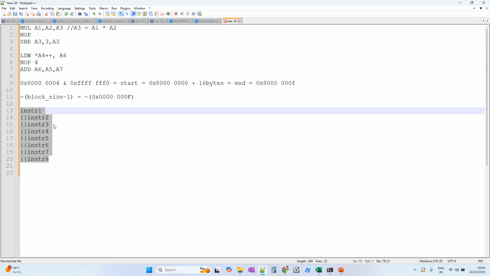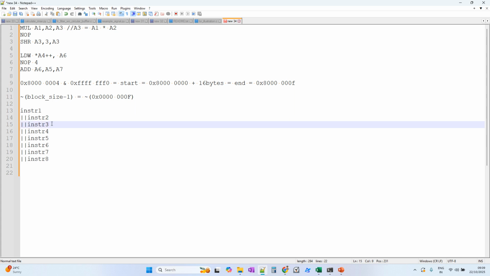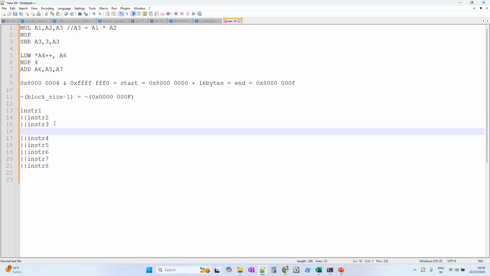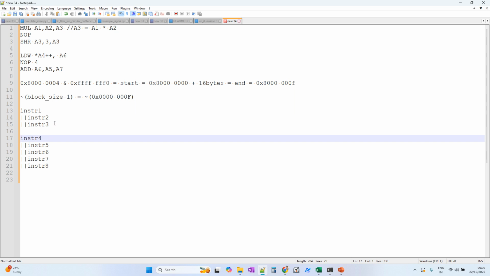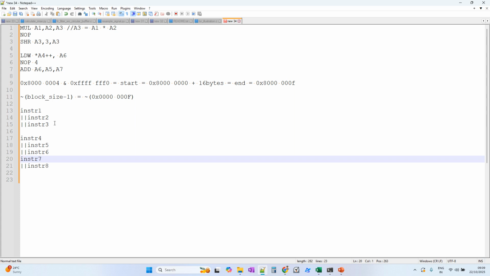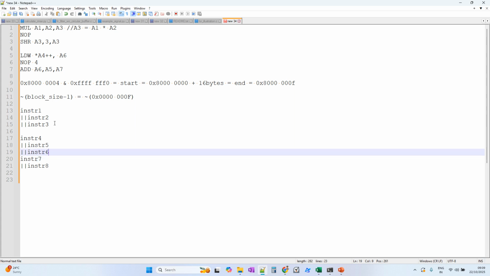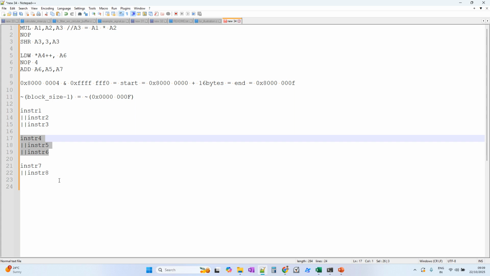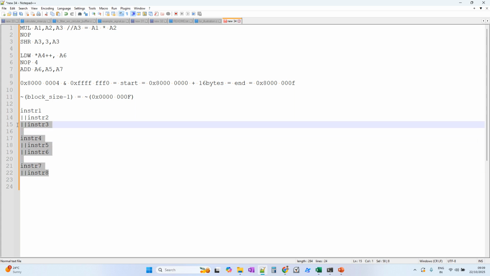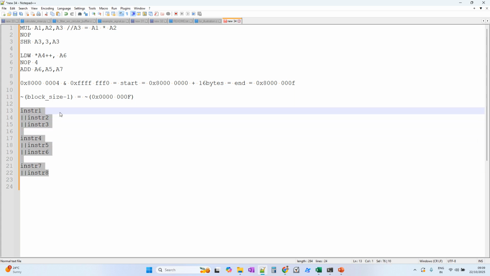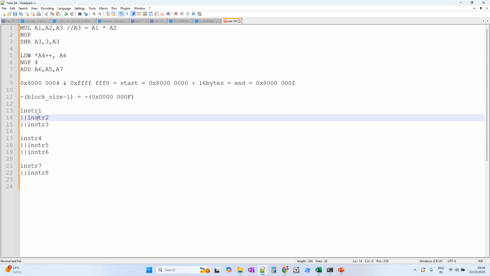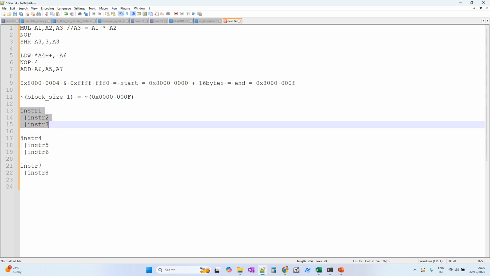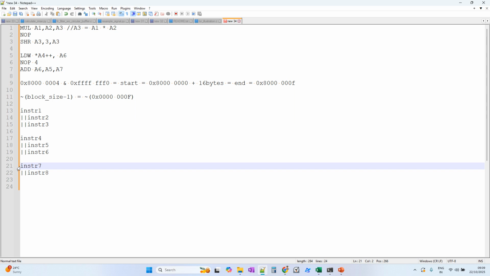If at all we have multiple execute packets, for example, this is there. These 3 are again parallel. Here, if you see, these 3 instructions are parallel, these 3 instructions are parallel, and these 2 instructions are parallel. When we fetch a fetch packet, we fetch 8 instructions together. Here we have 3 execute packets: this is one execute packet, this is one, and this is one.